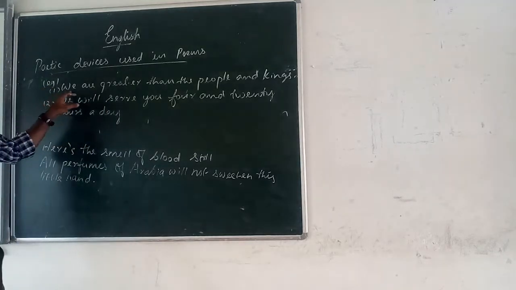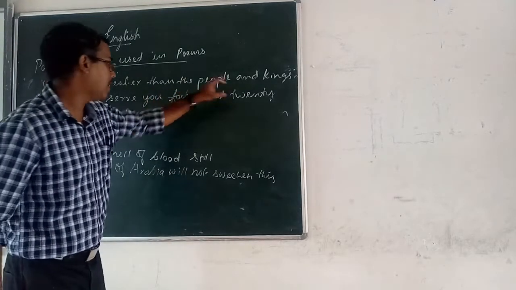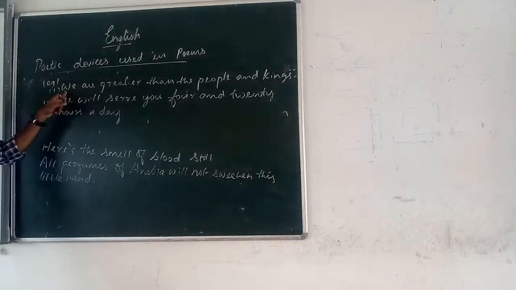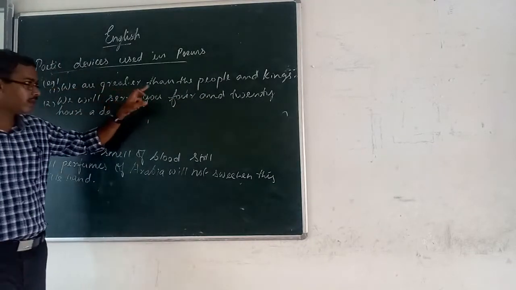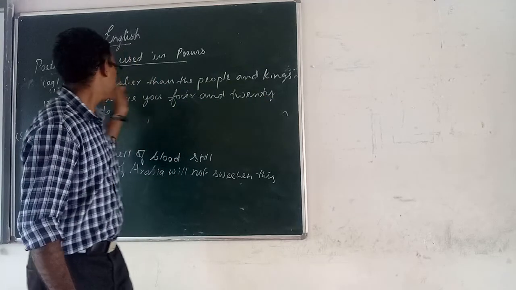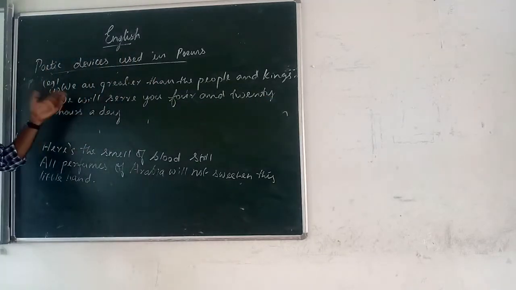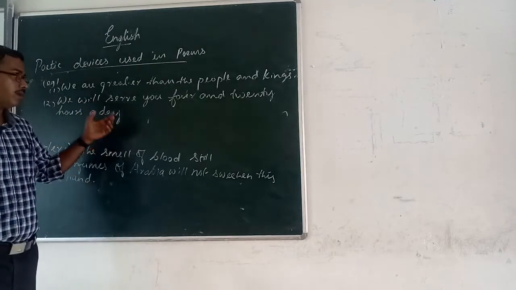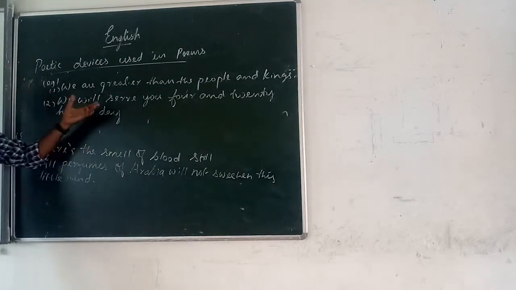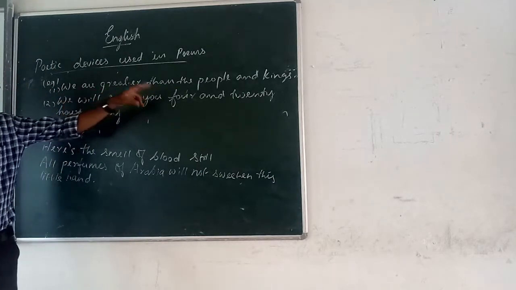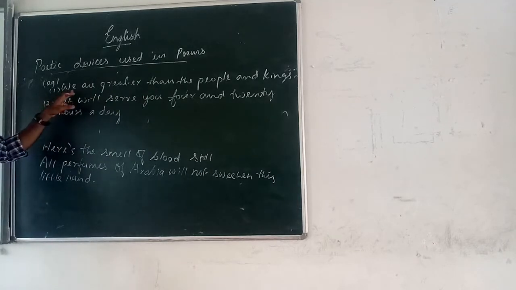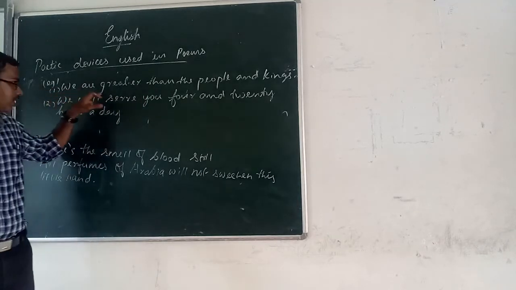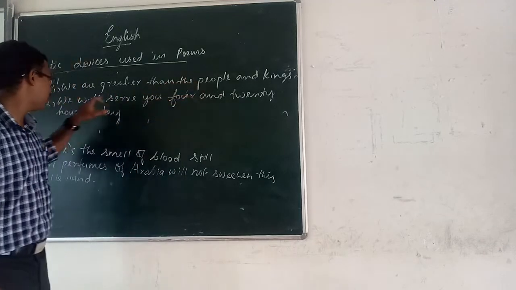Here, we are greater than the people and the kings. Here, we refers to machines. Machines are greater than people and the kings, because they run continuously 24 hours and they can fulfill many more tasks than people and kings. So it is referred to in this form. We are greater than people and kings.